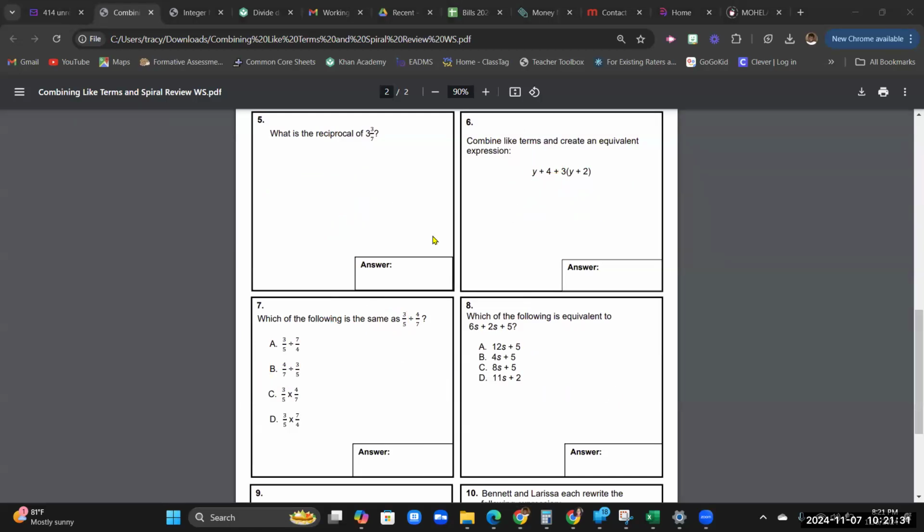All right, number 5. What is the reciprocal of 3 and 3/7? Reciprocal means to flip, but before we can flip it, we need to first change it from a mixed number to an improper fraction. 3 times 7 will give us 21, plus 3 will give us 24. So if we have 24/7, and we take the reciprocal, as I stated, we're going to flip it. So that means we're going to change the numerator and the denominator and vice versa. So our answer will be 7/24 for the reciprocal.